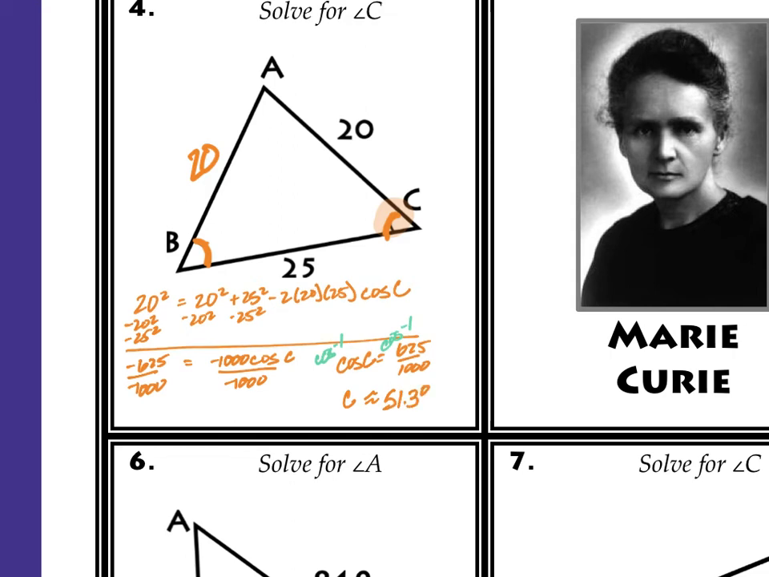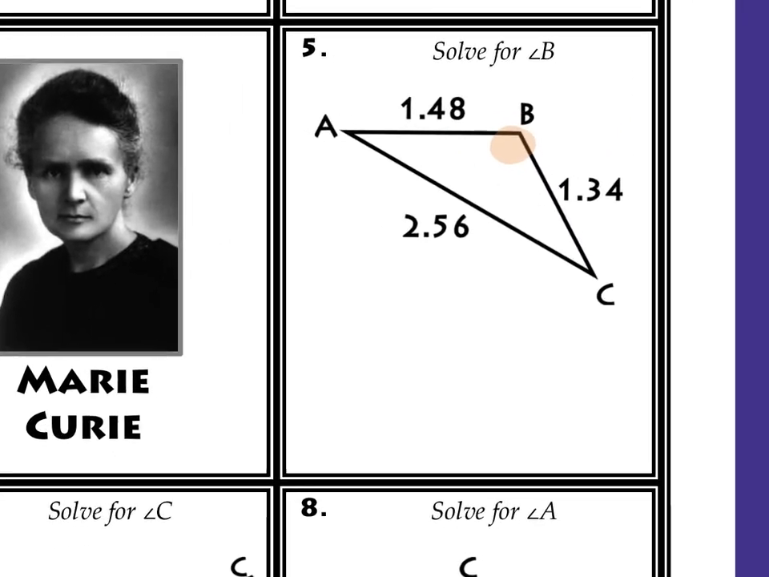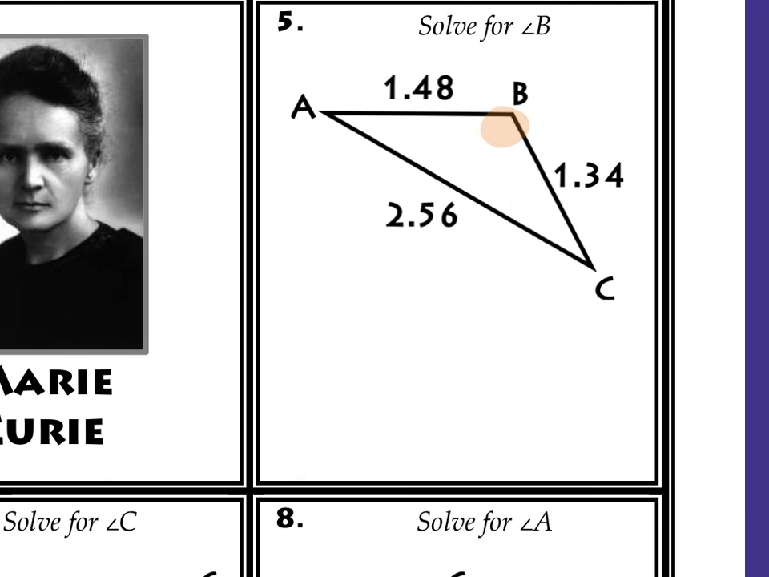Okay? And then on the second one, number 5, 2.56 squared is going to equal 1.48 squared plus 1.34 squared minus 2 times 1.48 times 1.34 times the cosine of B. So subtract 1.48 squared and subtract 1.34 squared. So minus... No, not quite.